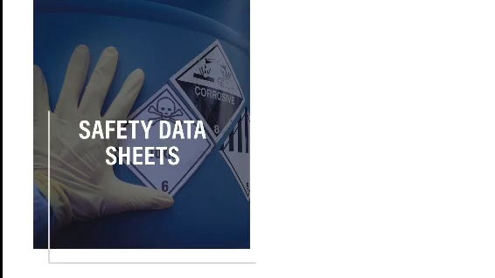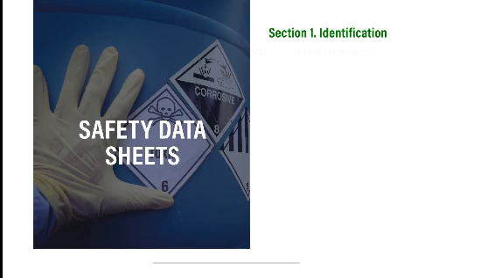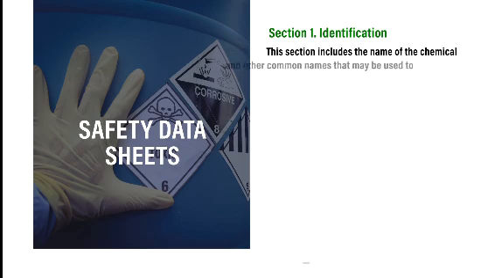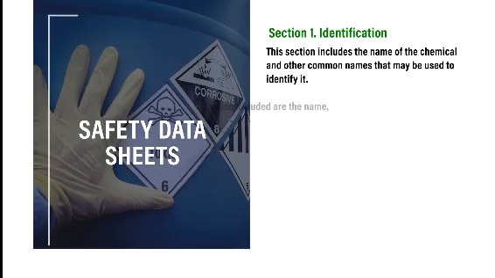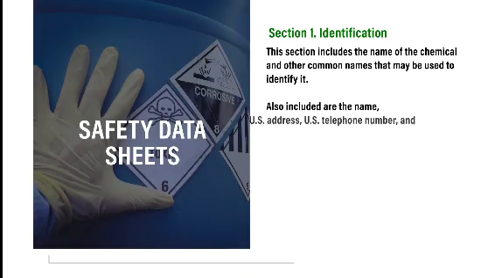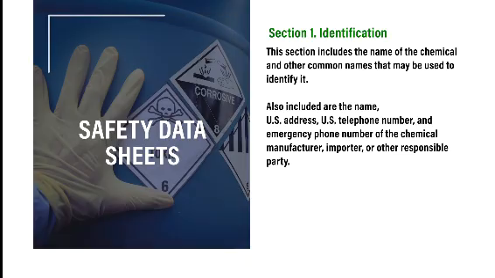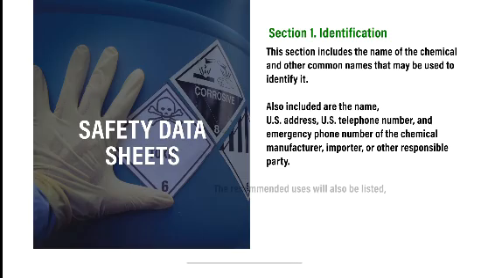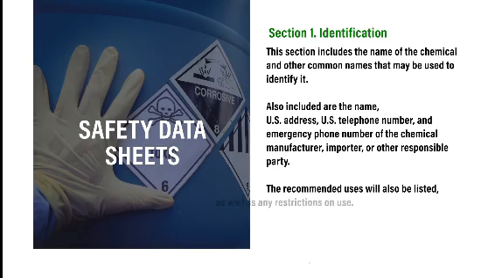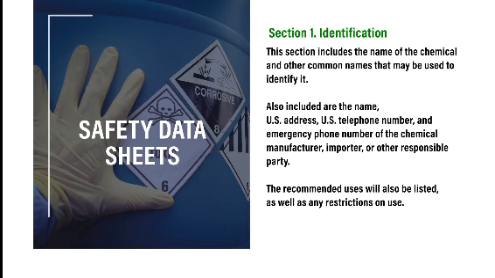Safety data sheets. Section 1. This section includes the name of the chemical and other common names that may be used to identify it. Also included are the name, United States address, United States telephone number, and emergency phone number of the chemical manufacturer, importer, or other responsible party. In the identification section, the recommended uses will also be listed, as well as any restrictions on use.